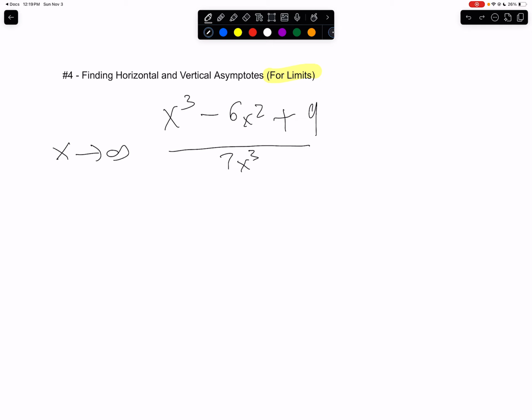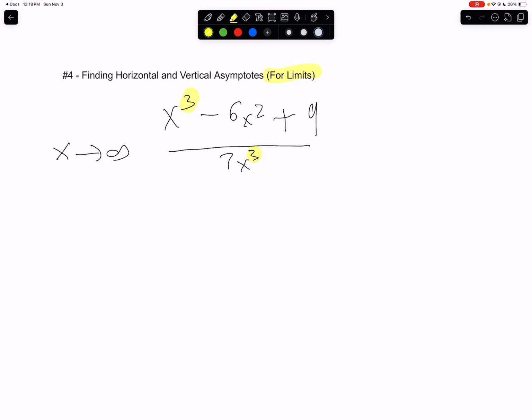So how do we find the horizontal asymptote? Well, we want to first put the numerator and the denominator in standard form if we could. Remember, term with the highest degree first. So we see here we have x cubed is the highest degree term in the numerator, and the x cubed term is the highest degree in the denominator.